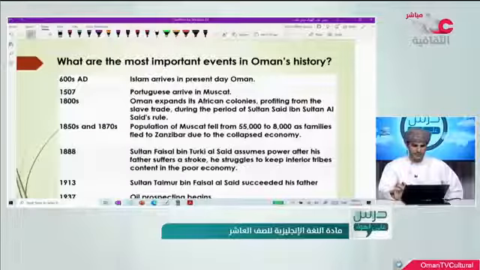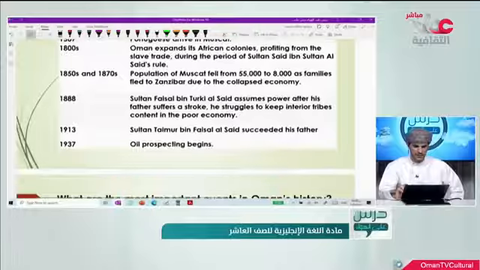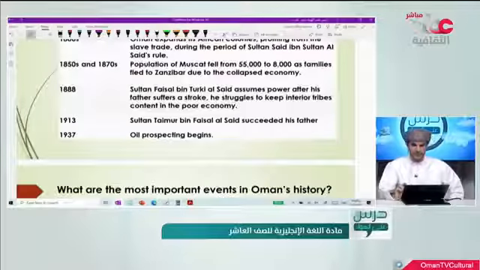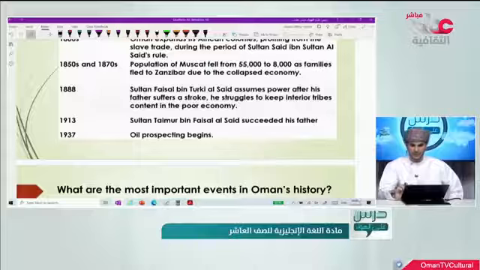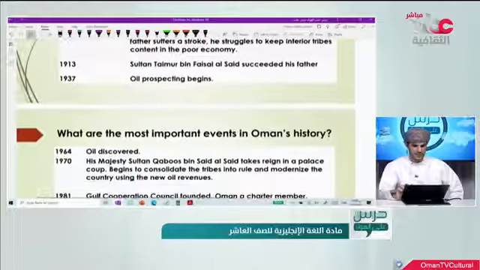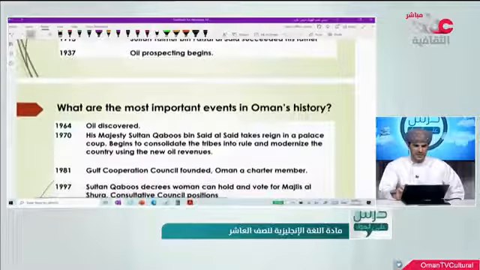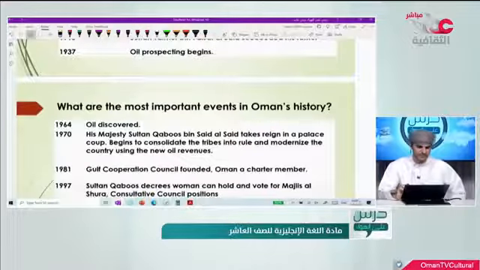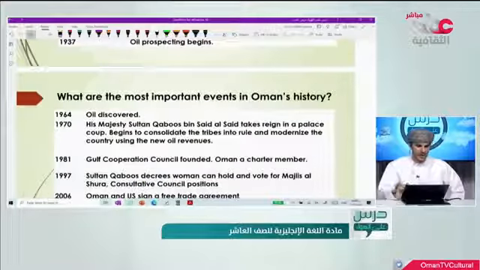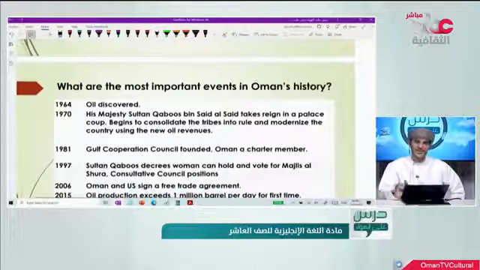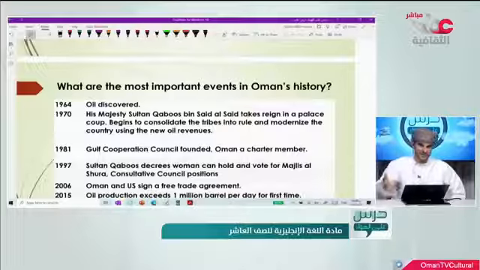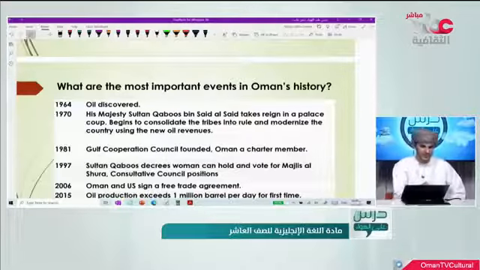1507, Portuguese arrive in Muscat. 1580s, Oman expands its African colonies. As we told you, I have plenty of events. 1888, Sultan Faisal bin Turki Al Said assumes power after his father. In 1913, Sultan Taimur bin Faisal Al Said succeeded his father. Oil prospecting begins in 1937. And 1964, oil discovered, not invented, because it was there before. So they just found it. So it's discovered.